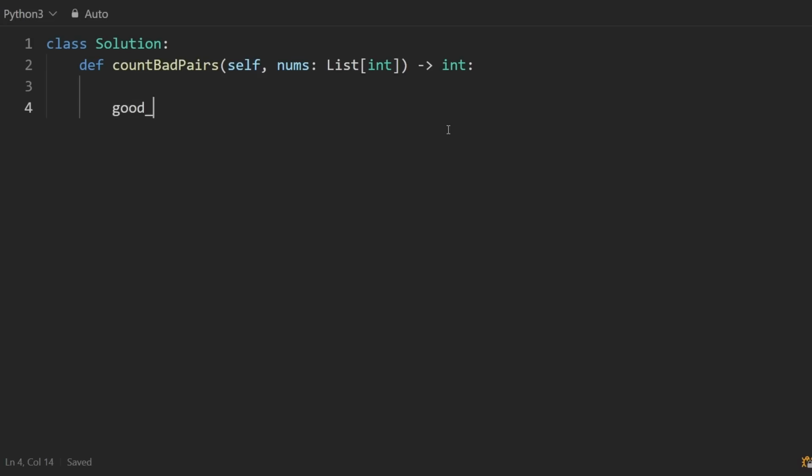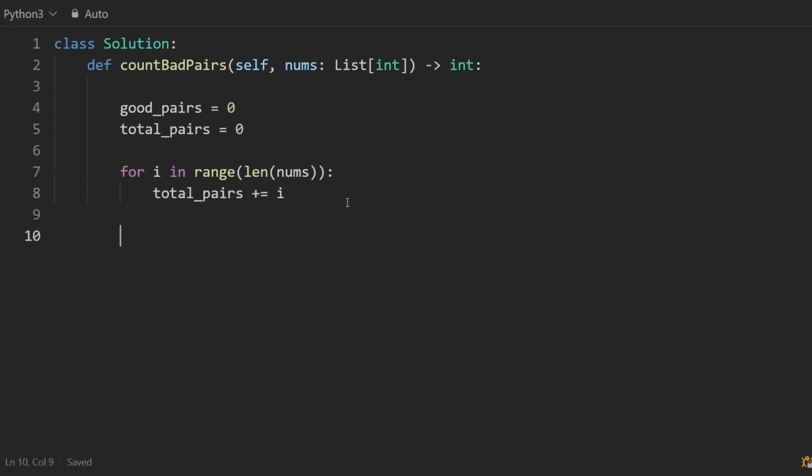Okay, so we're going to total up the total number of good pairs as well as the total number of pairs. I can just show you how to get this count because it's pretty easy. We'll just go for i in range of length, and then we'll keep taking the index and adding it to the total number of pairs. We'll also get the total number of good pairs, and then this is what we will end up returning: total pairs subtracted from that, the good pairs.